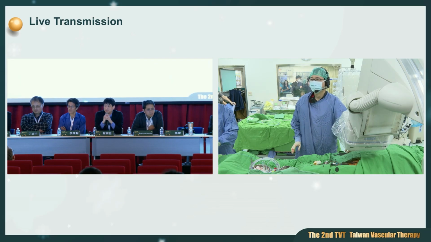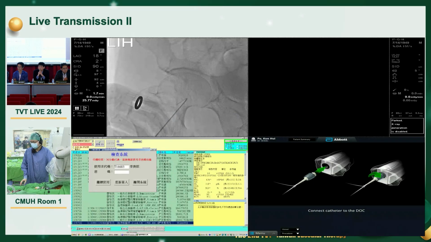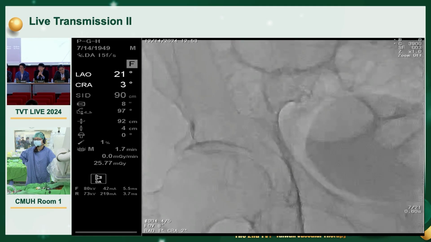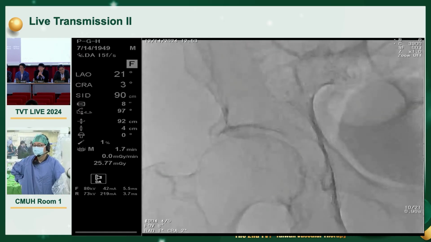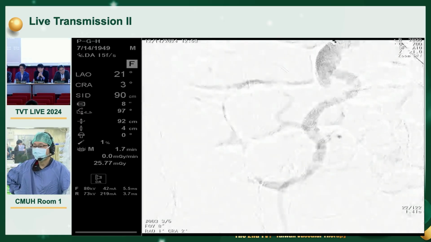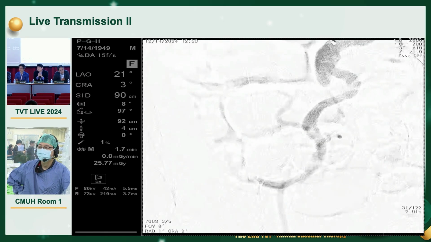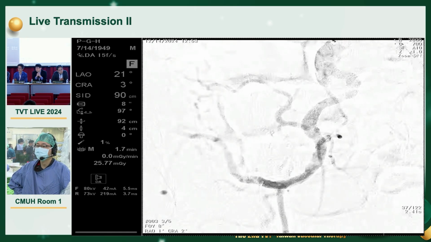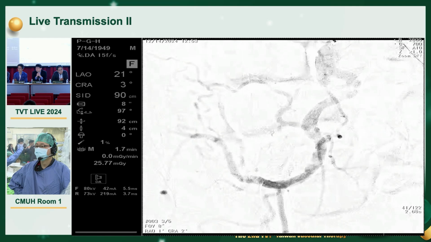So we go to room 1. Hello, Ida. Hello, everyone. So you want to show us your puncturing? Yes, sure. This is the initial angiogram. As you can see here, the right external iliac occlusion with good collateral coming from the hypogastric artery.